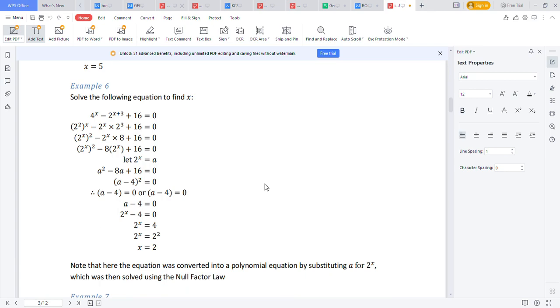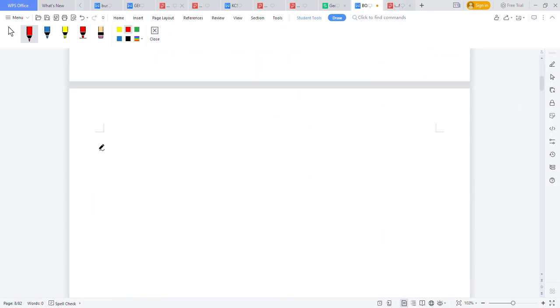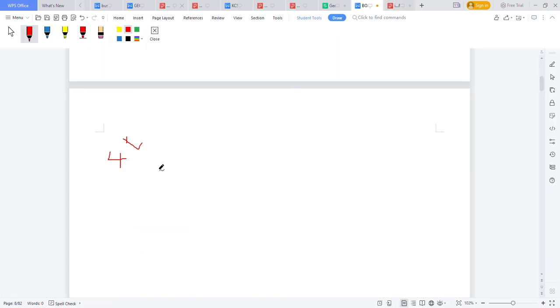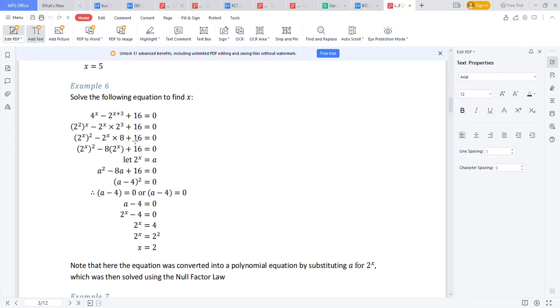The next one, you are told to solve for x. You are given 4 raised to power x minus 2 raised to x plus 3, plus 16 is equal to 0. You are told to solve for x.